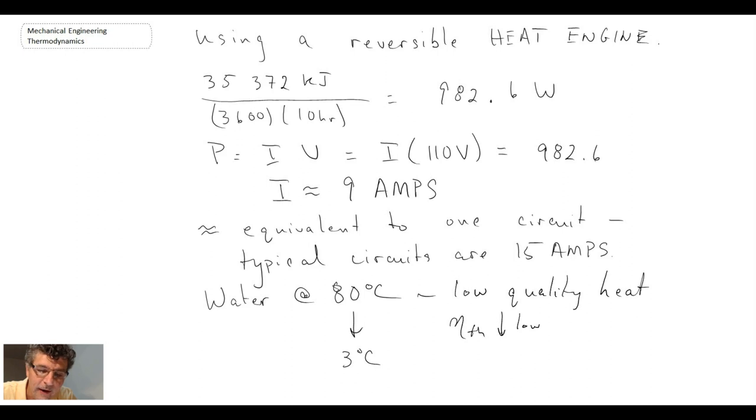With that concludes the example problem, giving you an idea as to what you can do with exergy destruction. And we again looked at two different approaches for solving an exergy destruction problem. So that concludes the lecture. Thank you very much.